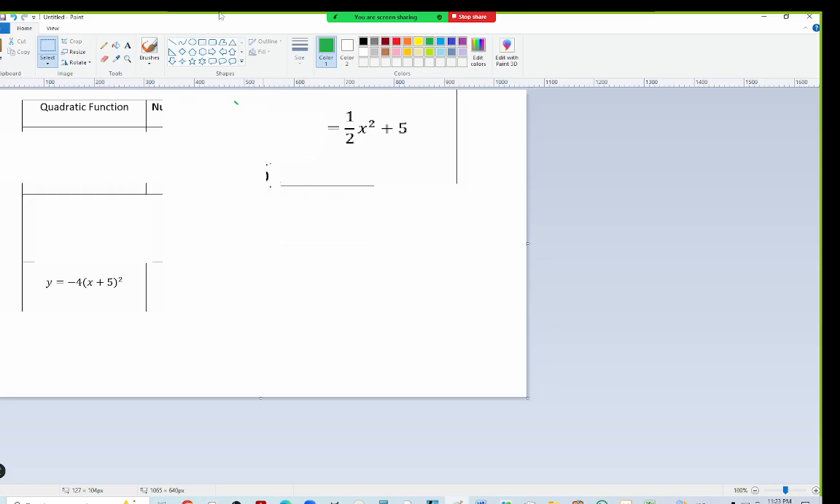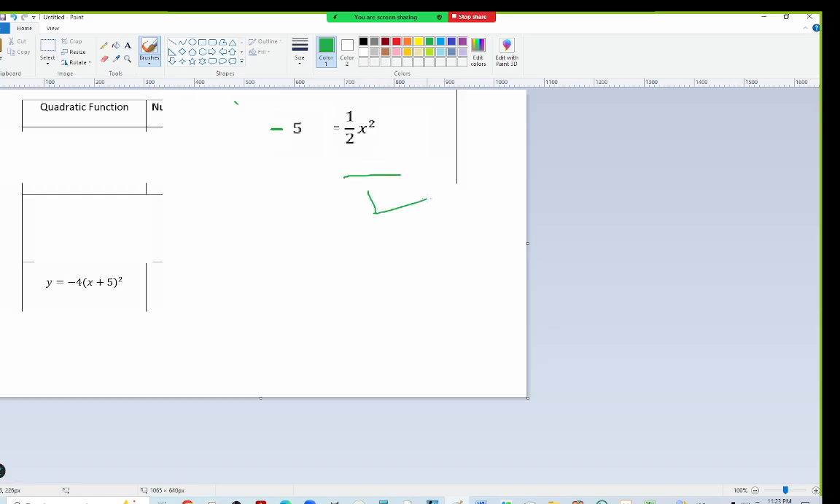Okay, so y is 0. Okay, so you want to get rid of the -5. Yeah. So we get rid of this 5. It comes over here and becomes -5. Okay, next. Then you want to divide by a half. Yeah, you can divide by a half.